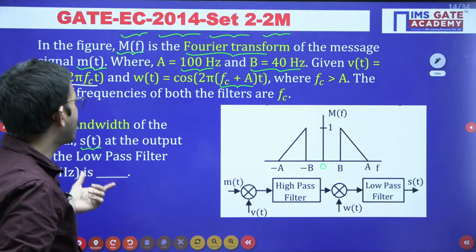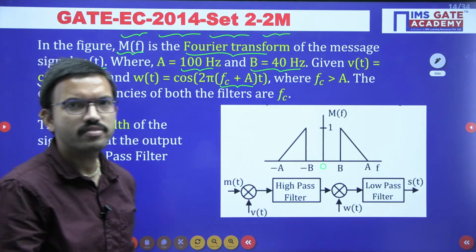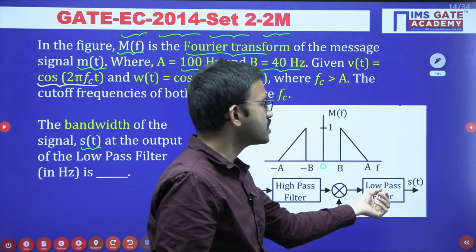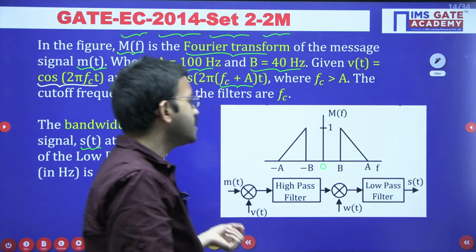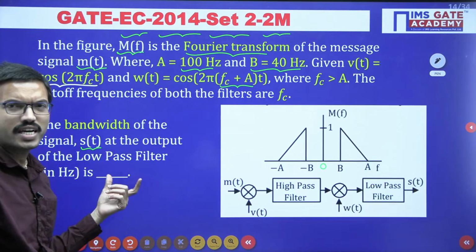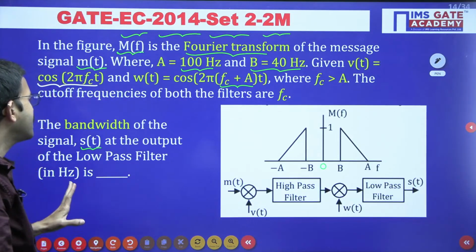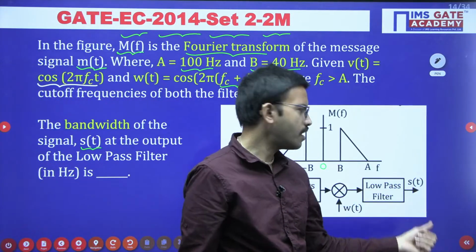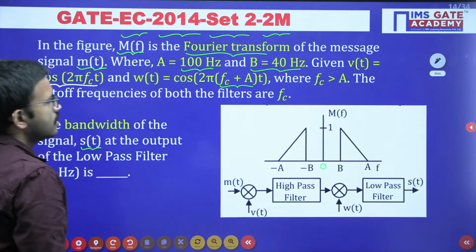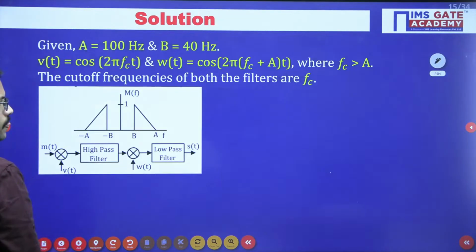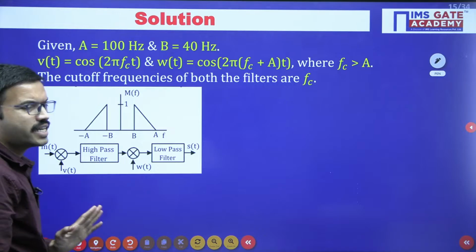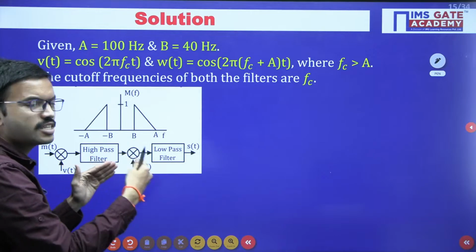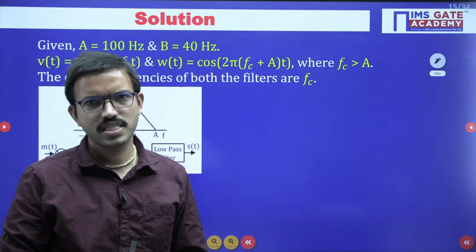Regarding the low pass filter output S of t, what is the bandwidth? That is the question. In the previous question, similar to this one, we calculated the time domain equation of the low pass filter output, but in this question they are asking us to calculate the bandwidth of the output signal. It is very simple. Follow the same procedure we discussed earlier. Step by step, if you do it systematically, you can answer these questions easily.